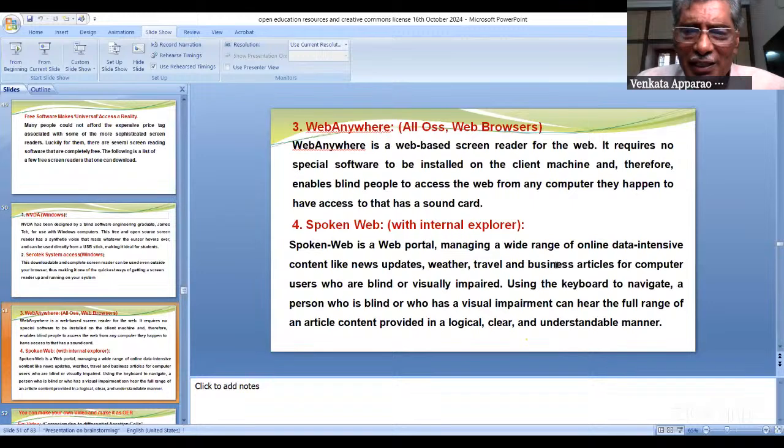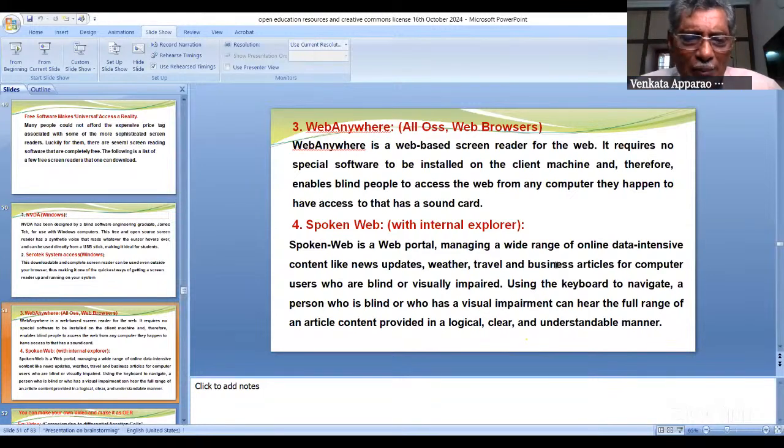Then again, WebAnywhere can be used on all operating systems and with web browsers. WebAnywhere is a web-based screen reader for the web. It requires no special software to be installed on the client machine and therefore enables blind people to access the web from any computer they happen to have access to, provided that it has a sound card.